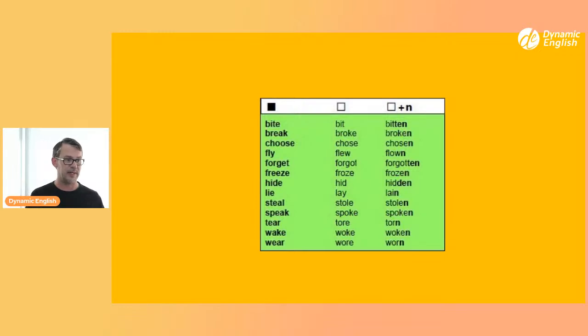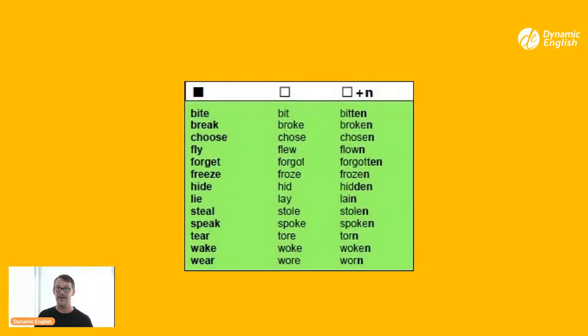Fly, flew, flown. That was a bit odd, but forget, forgot, forgotten. Again, you see that single O plus the T. That's why in the participle, we need to double the T, then put the E in. Freeze, froze, and frozen. Super popular movie. We have hide, hid, and hidden. Again, you see in hid, single vowel, single consonant, double the consonant.